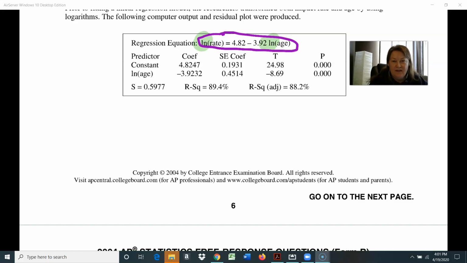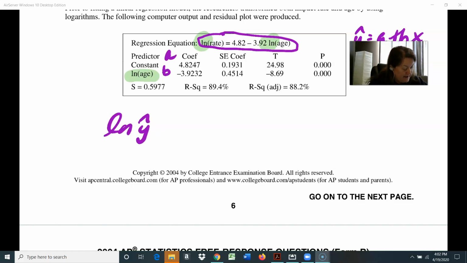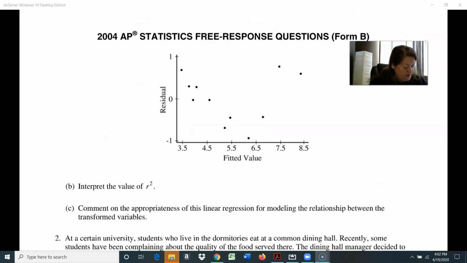Okay, and then the other thing I can tell is down here, they've given me ln of rate. And remember that if they give us linear regression equations, this is a, this is b, in the general formula of y hat equals a plus bx. So in this case, it's going to be ln of y hat equals a plus b times ln of x, with b either before it or after it. So it's going to look something like that instead. Okay, all right, so what are they asking for part B?